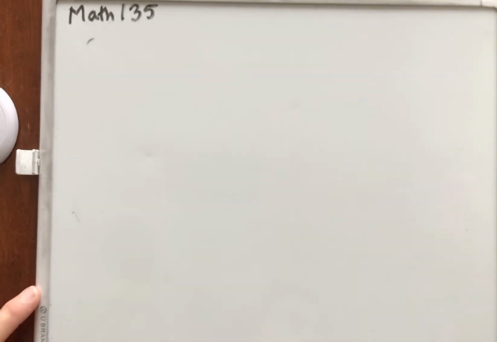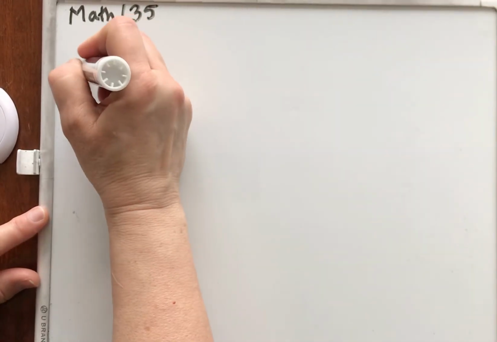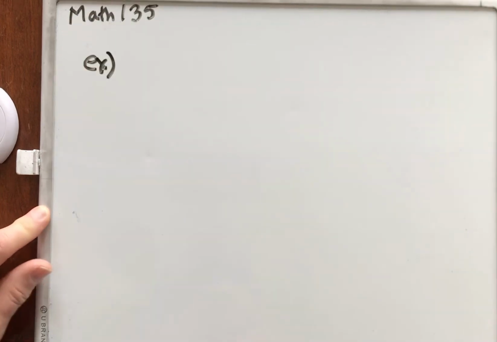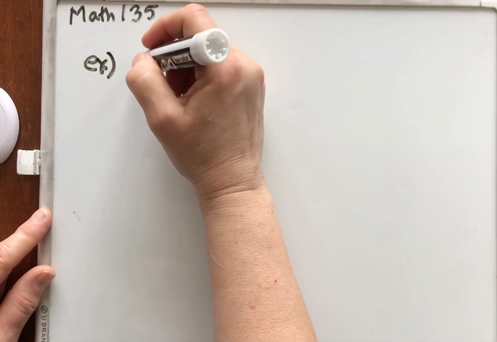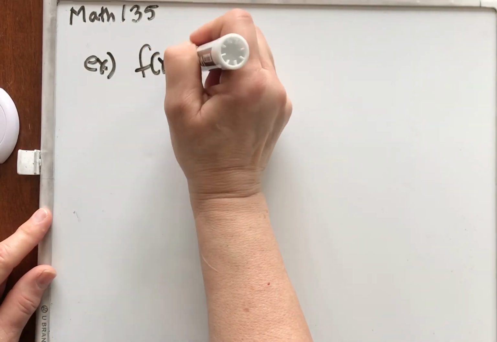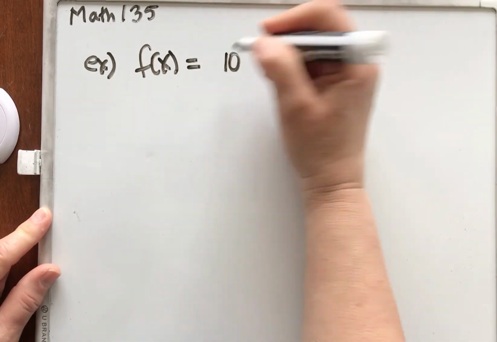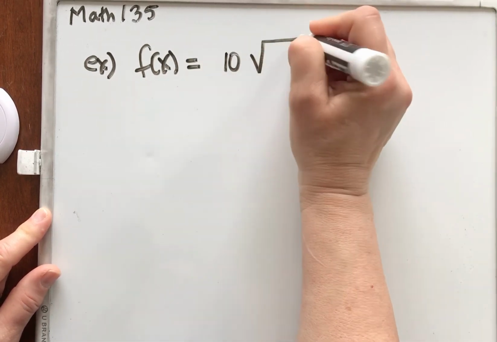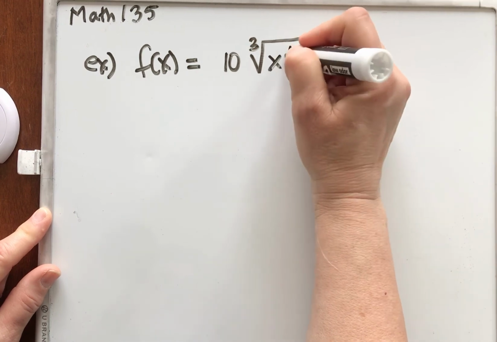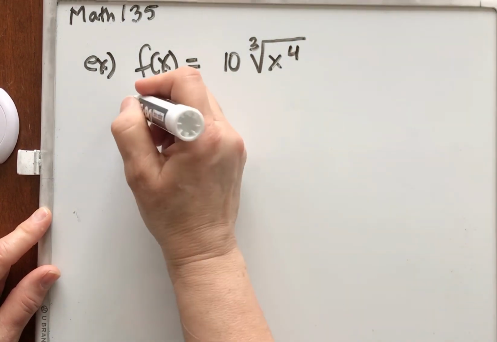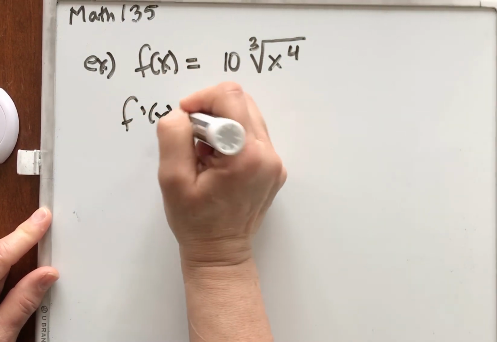All right, here's an example. Let's see, f of x equals 10 cube root of x to the 4th. Find the derivative f prime of x. What would that equal?